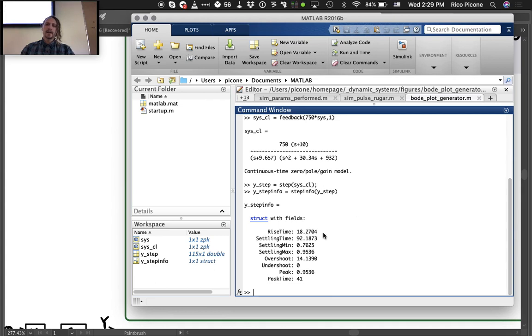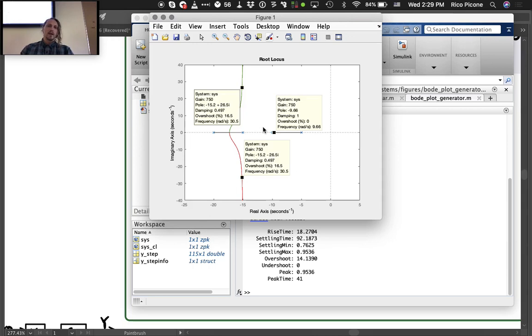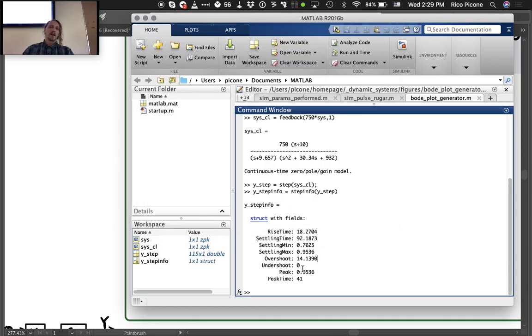And I got a settling time and a percent overshoot. Where is it? 14.14. So actually it wasn't terrible, but it was certainly not what it said, right? So 16.5 is what it said using the second order approximation, but in reality it came out to be 14.13. So you can't trust it based on those values. They're always using the second order approximation. It could be way worse too. It could be significantly off.